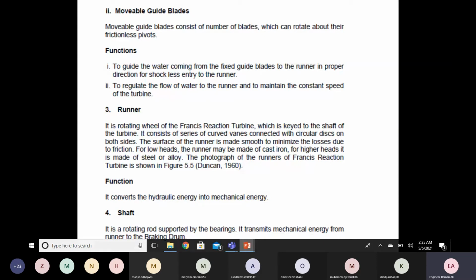Next is shaft. Shaft is a rotating rod supported by bearings. It transmits mechanical energy from runner to the braking drum.